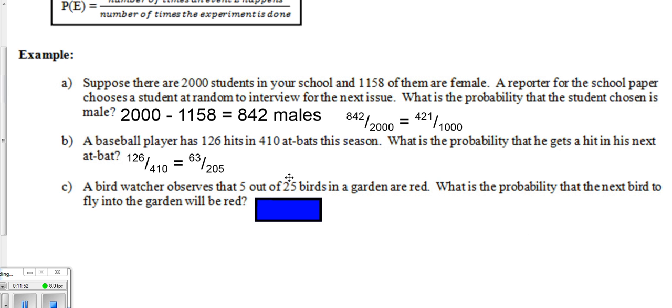Now again, we've already run the experiment 25 times, and 5 out of them were actually red. So it'd be 5 out of 25 is our experimental probability. That can be reduced to 1/5. So we would say 1 out of 5 birds, or 1/5 of the time, the next bird to fly into the garden should be red. That would be our experimental probability.